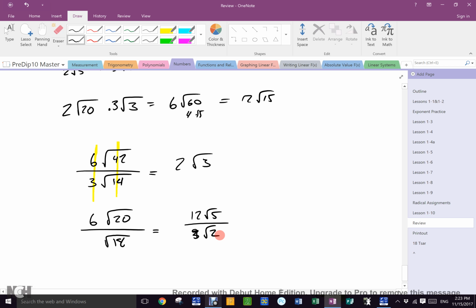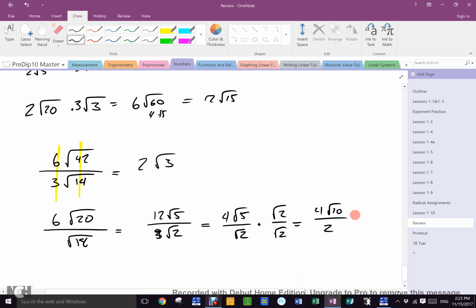Now what? Then you can rationalize. You can divide by 3. 4 root 5 over root 2. Now what? Then times root 2 over root 2, it'd be 4 root 10 over 2. Then you do 4 divided by 2, which is 2. 2 root 10. Can everybody rationalize a single monomial? Yes. Excellent. If you can't, watch the video.